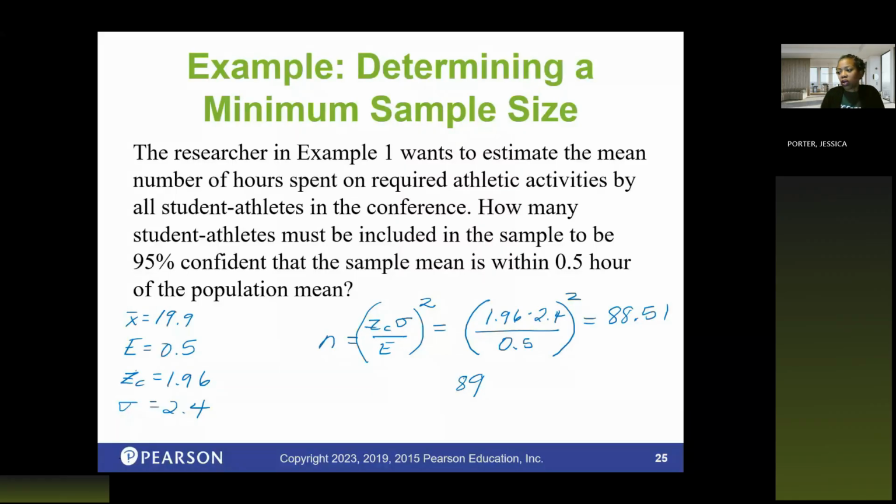So right now, the researcher only had 40. He's going to need, was it 40? So he's going to need some more people. His N needs to be 89. He only has 40 right now.